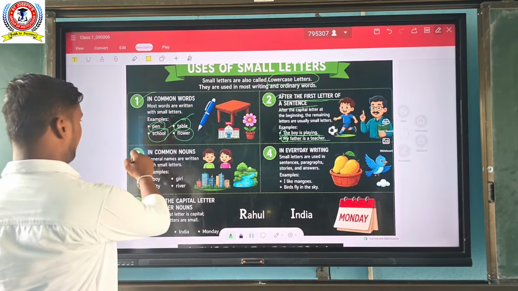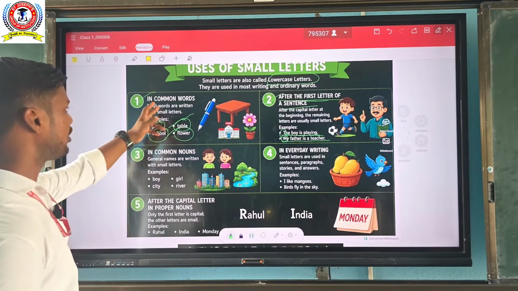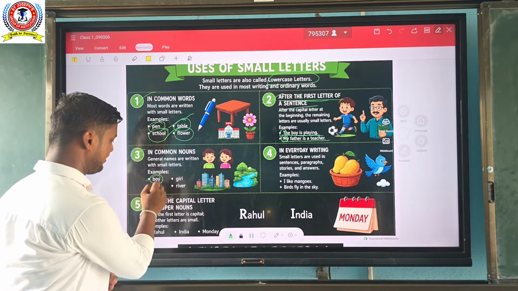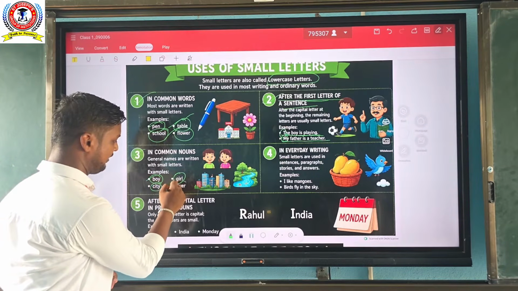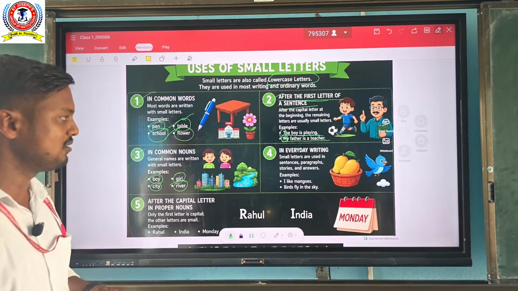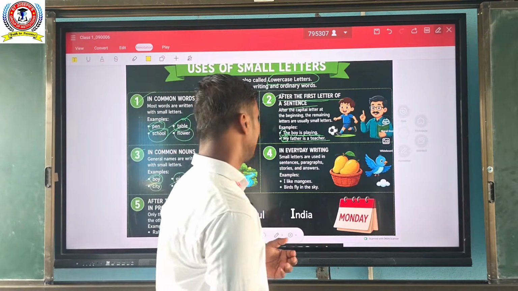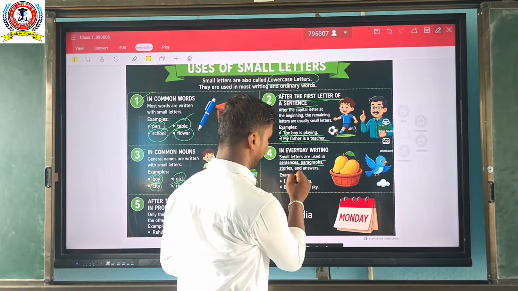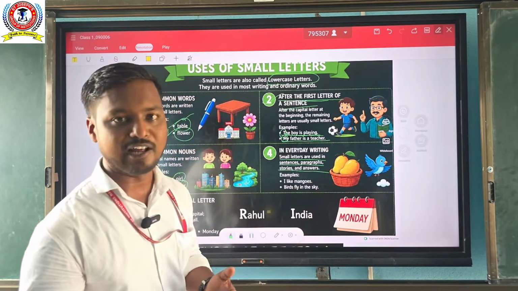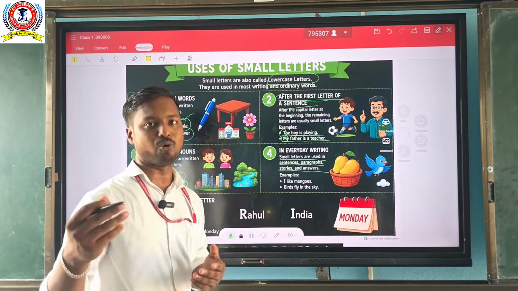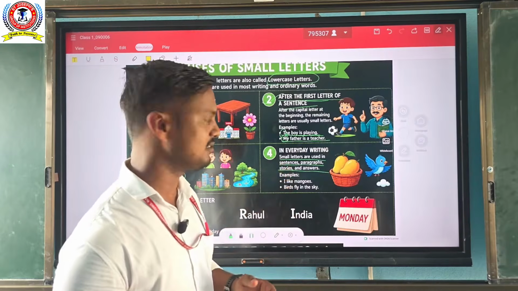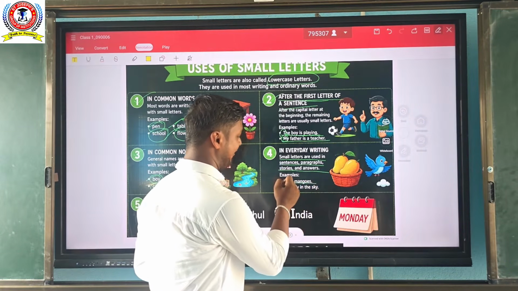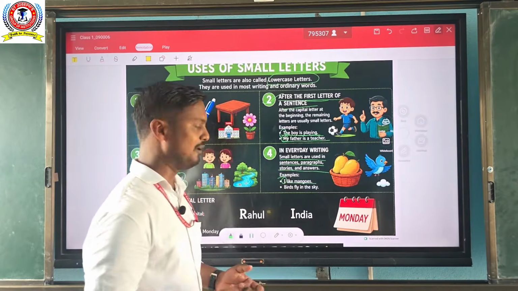Then in common words, in common nouns, you can see boy, city, girl, river. These are common nouns. And in everyday writing, small letters are used for sentences, paragraphs, stories, and answers. Whenever you are answering and you write your answer in your exam copies, at that time you have to use small letters, and the first letter should be a capital letter.